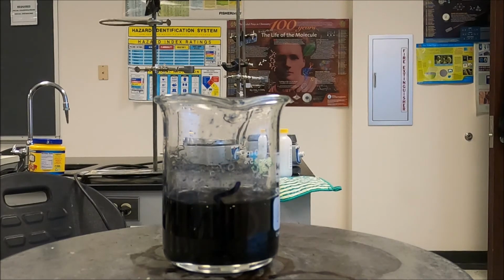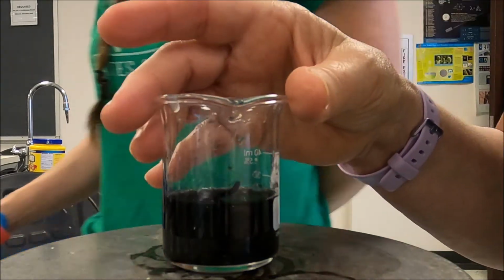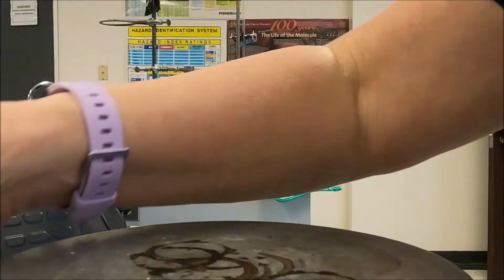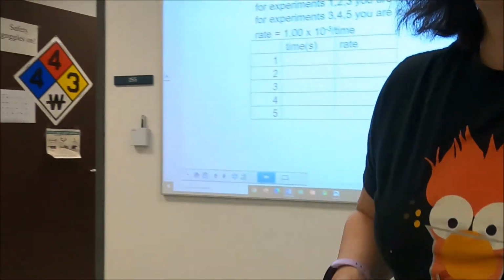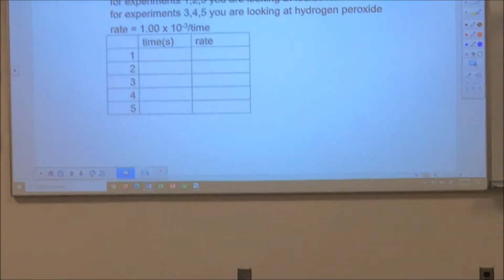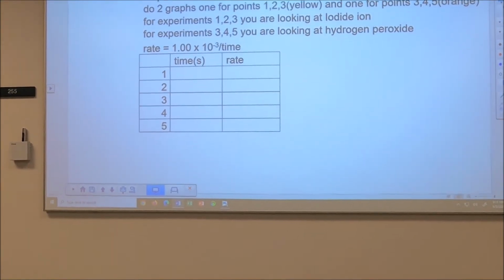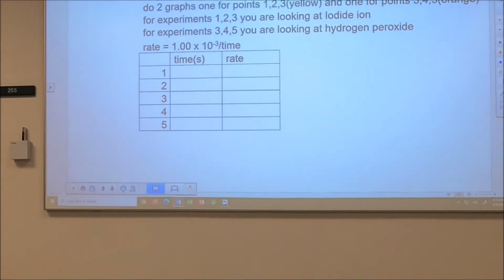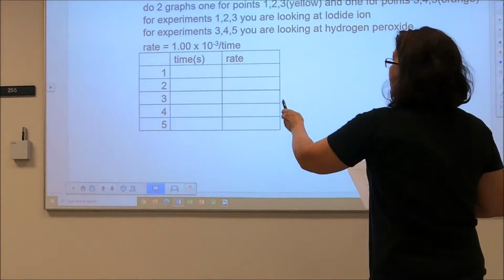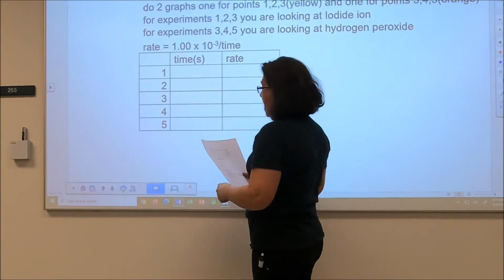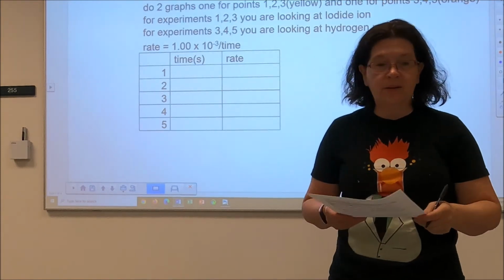All right, now you have all of your data, okay? So let's talk about how we're going to process data. So let's look up here at the screen. Now, the first thing you've got to do is calculate your rate. So what you're going to do is take 1.00 times 10 to the minus 3 and divide it by your time in seconds to get your rate.